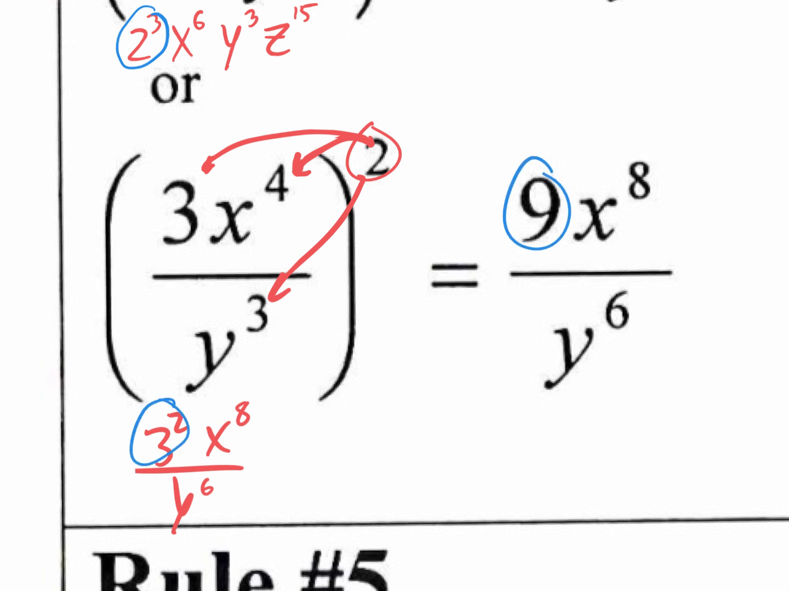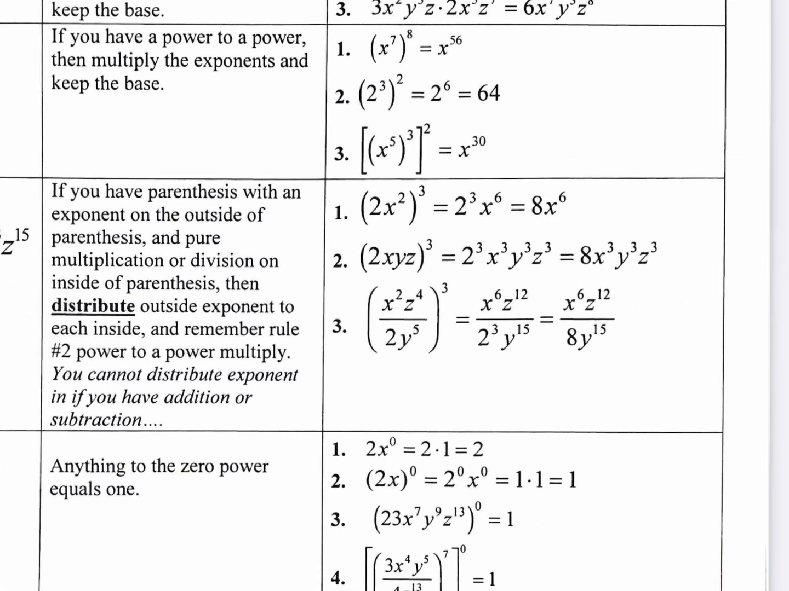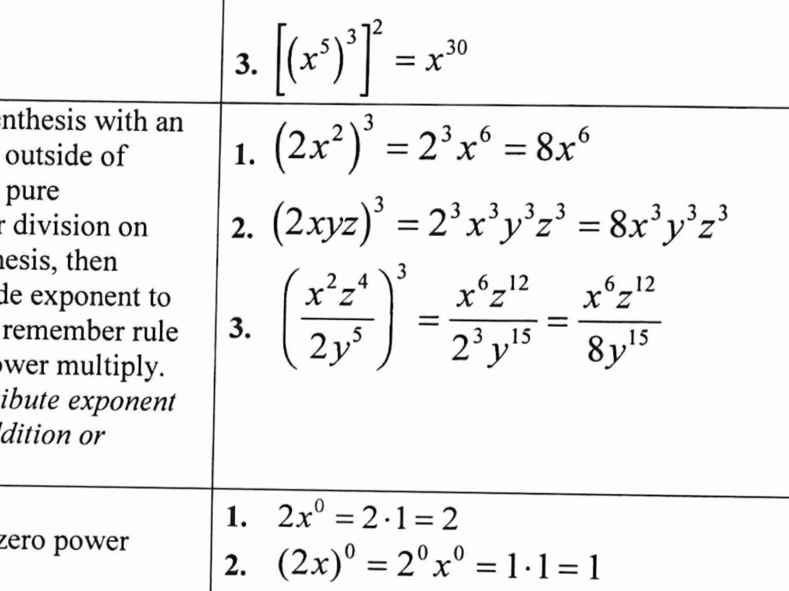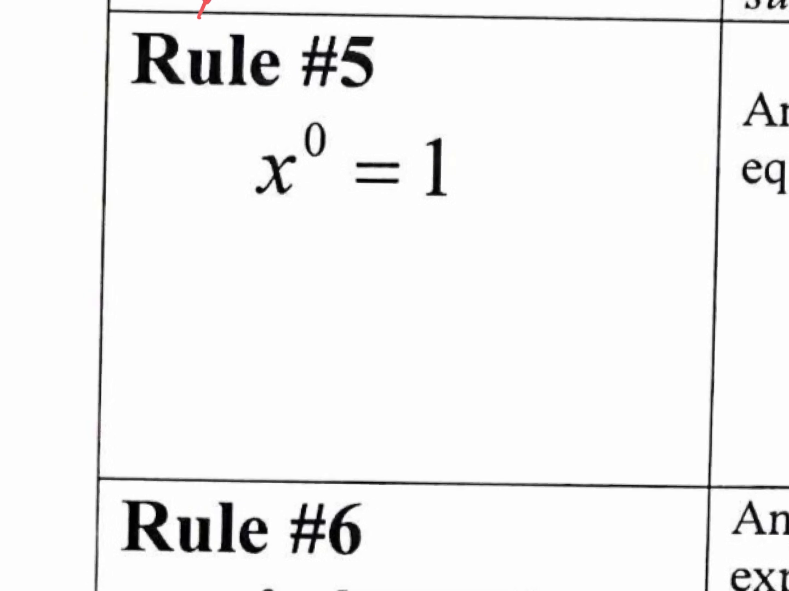Yay? Nay? Okay. Rule 5. And of course, there's more rules over here, right? Not more rules, more examples. And there's a description of the rule. Rule 5 is the easiest one.